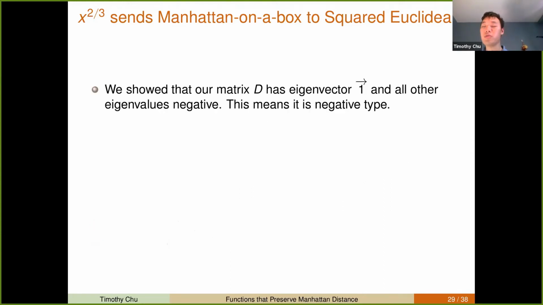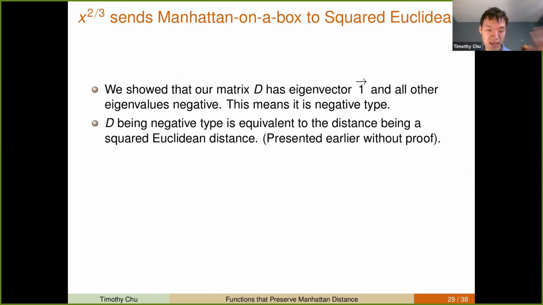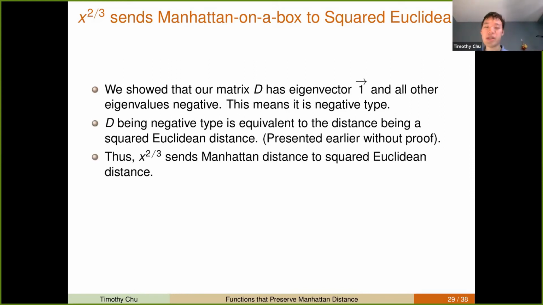So what did we prove here? Well, I skipped one of the eigenvectors, but don't worry about that. The computation is straightforward. We showed that our matrix D has eigenvector of the all ones vector, and all the other eigenvalues are negative. And we did this because matrix D had a very structured eigenbasis, and you could just straight up compute the eigenvalues. This means that it's negative type. That means that the original distance is squared Euclidean, and thus we've given you a self-contained proof that x to the 2/3 sends the Manhattan distance to squared Euclidean distance.